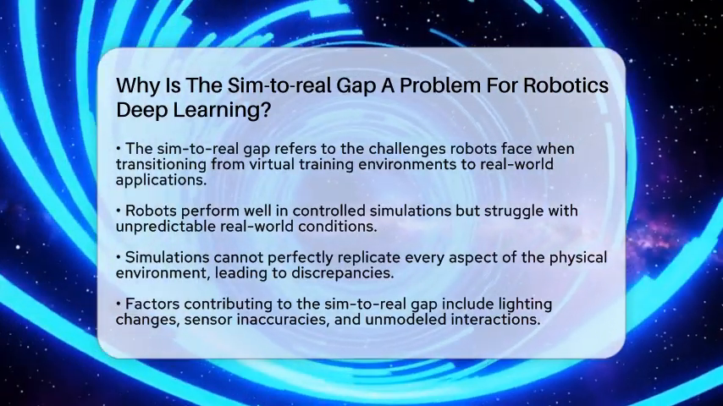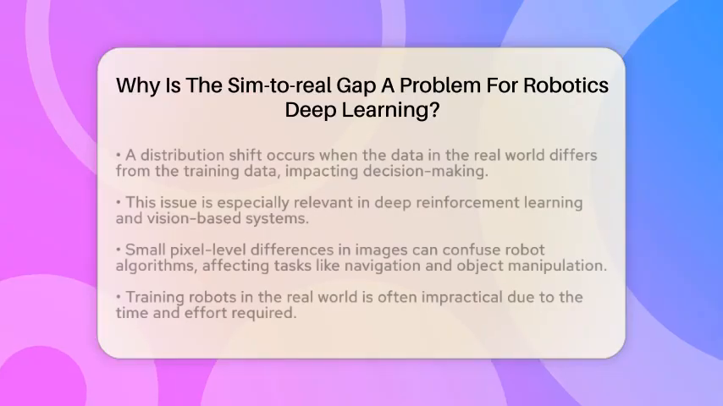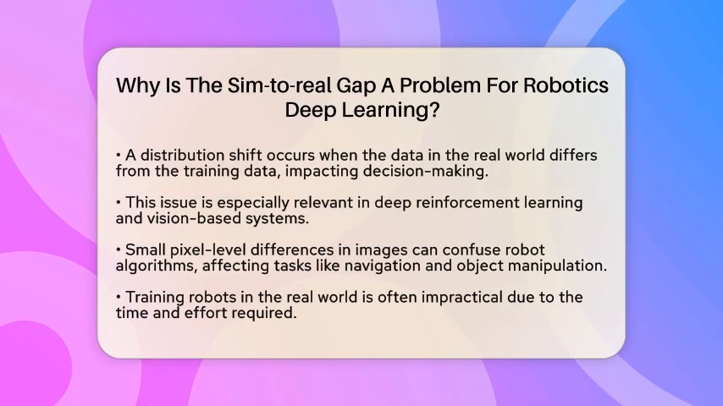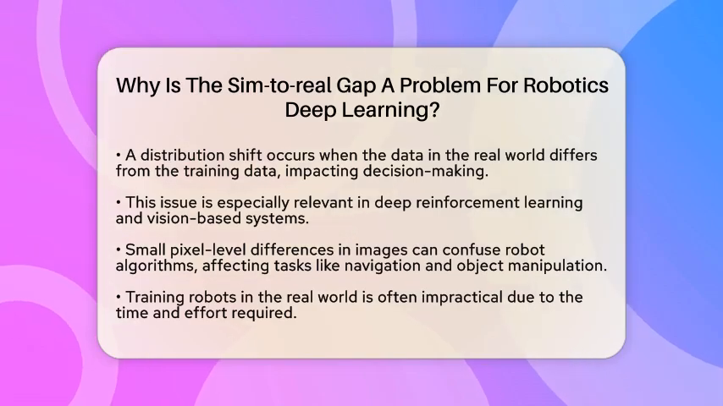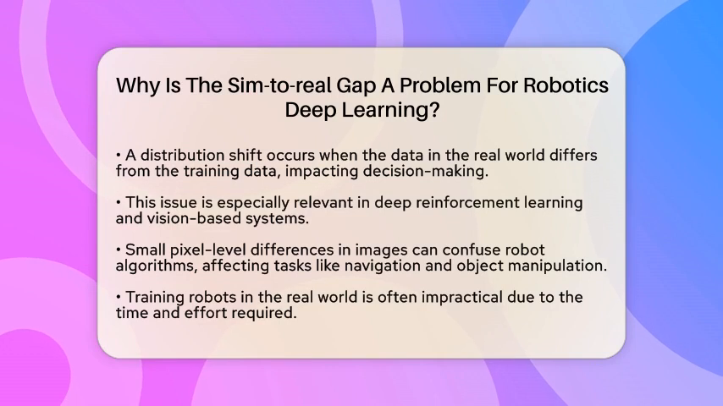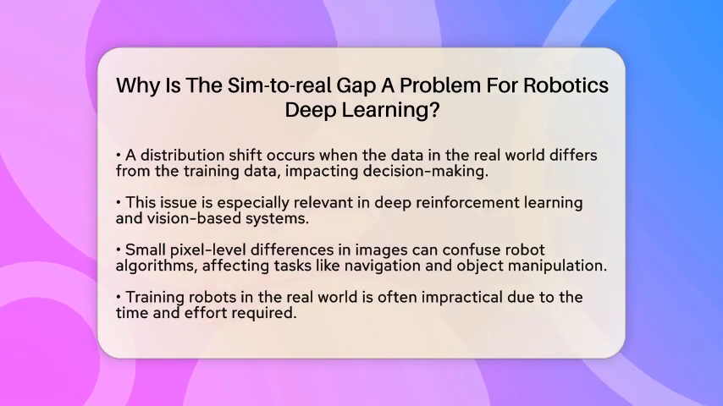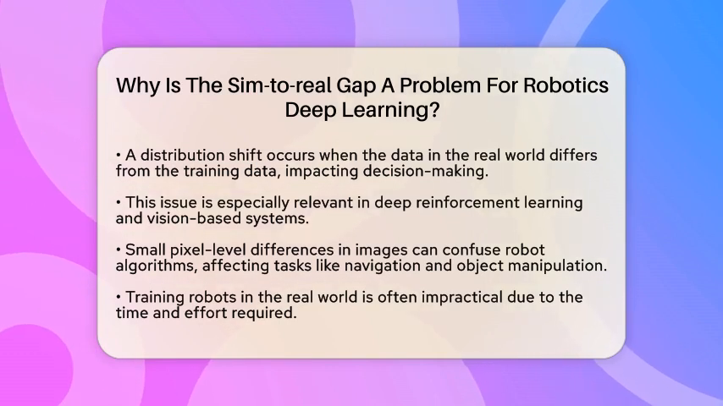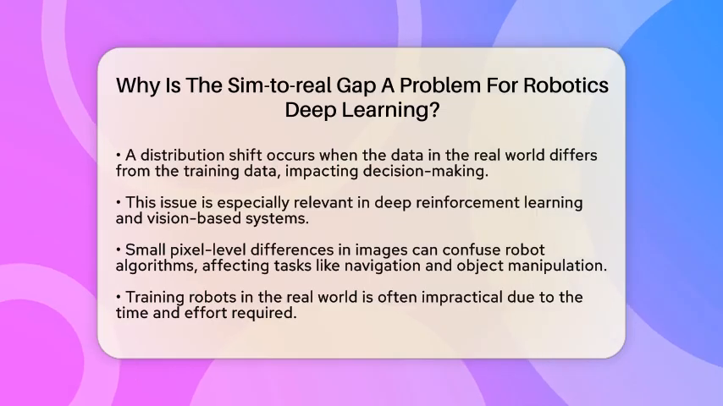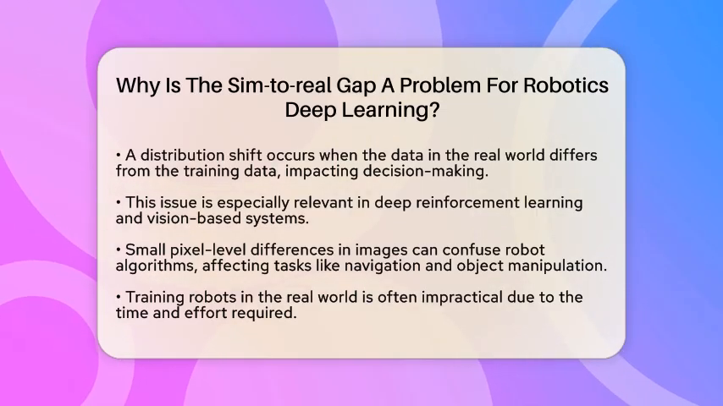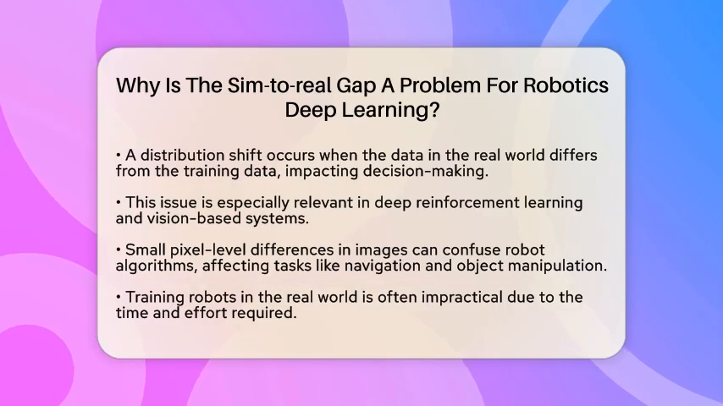For instance, if a robot learns to navigate in a bright, uniform setting, it may struggle in a dimly lit or cluttered space. This discrepancy leads to what experts call a distribution shift. Essentially, the data robots encounter in real life is different from what they were trained on, which can result in poor decision-making and actions. This issue is particularly prominent in tasks involving deep reinforcement learning and vision-based systems.